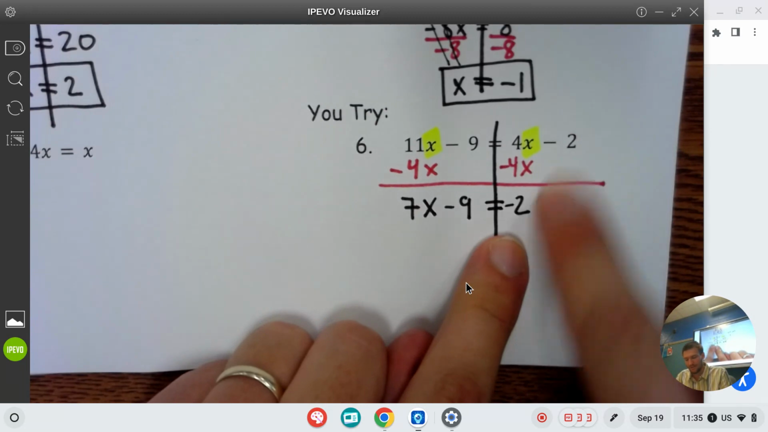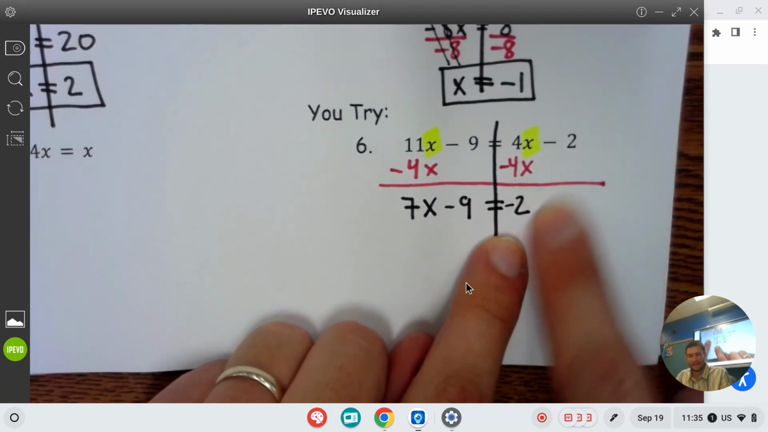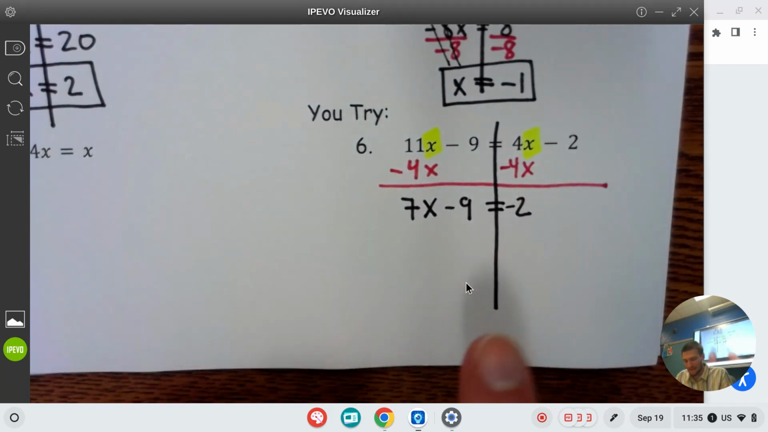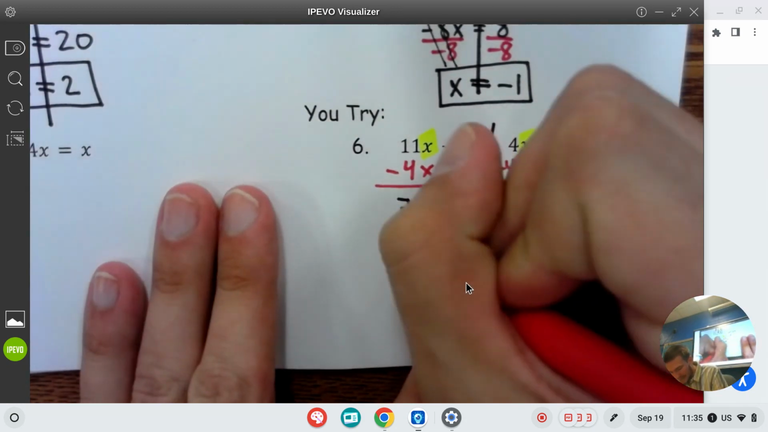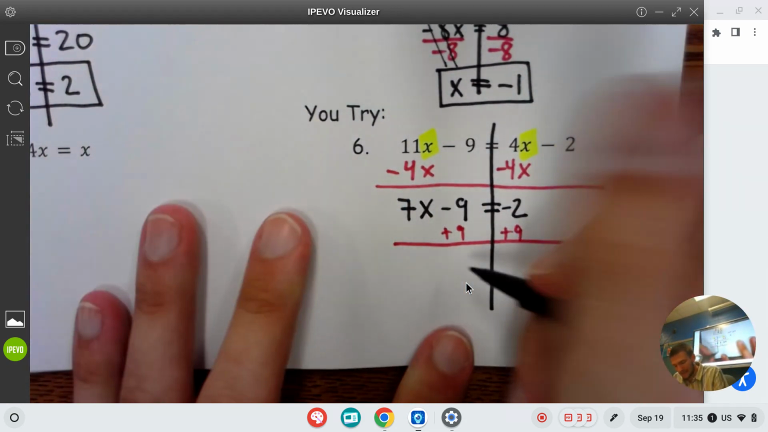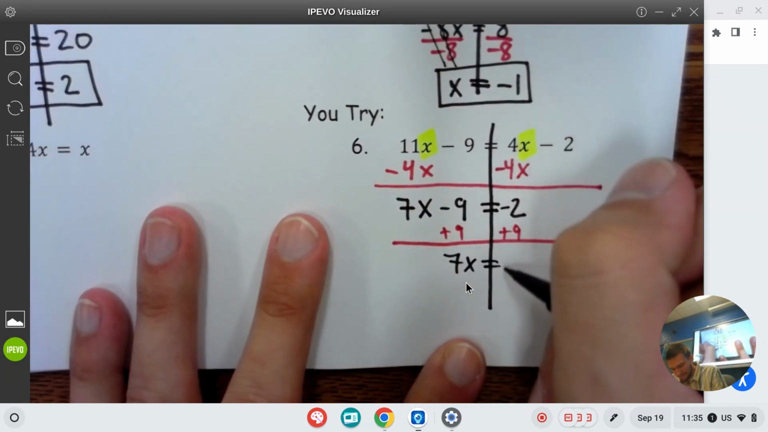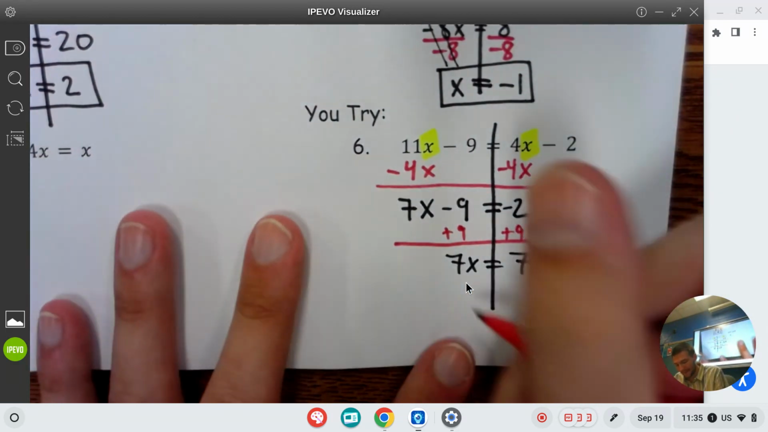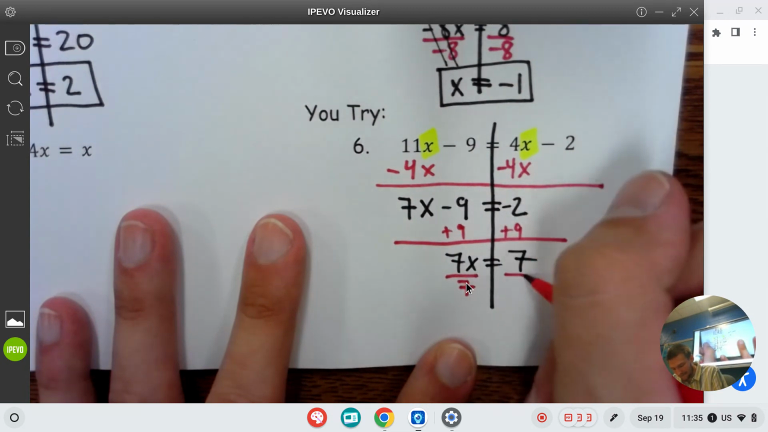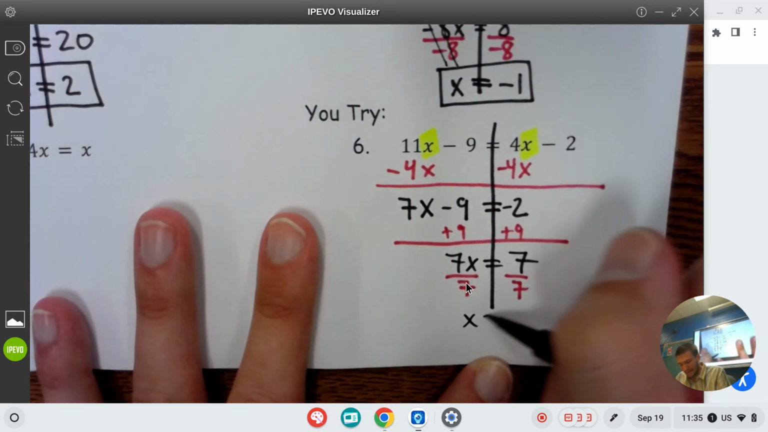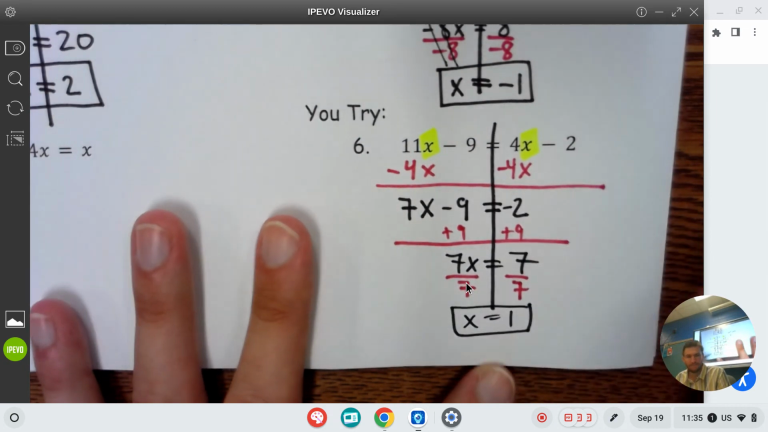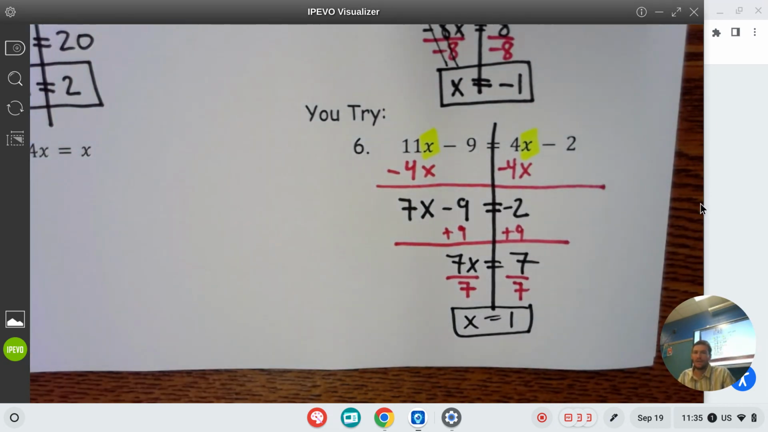I was talking with a student today. That was their mistake, like 3 times in a row. Now I'm going to want to move the 9. I'm going to do +9 +9. -2 + 9 is going to be 7. And I'm going to want to finish with divide. I'm not going to divide by x. I'm only going to divide by the 7. And I'm going to get x equals 1 as the final answer.